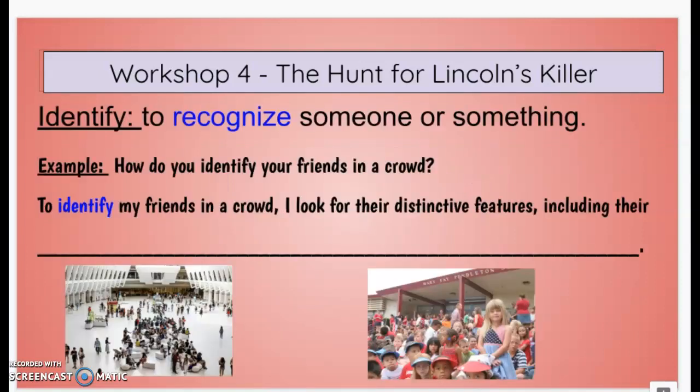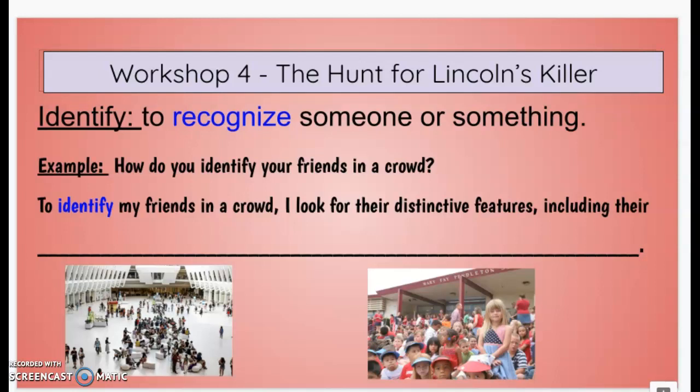And the definition, or to identify, sorry about that. Identify means to recognize someone or something. So how do you identify your friends in a crowd? To identify my friends in a crowd, I look for their distinctive features, like what features stand out so you know that it's your friend and you can see them right away.